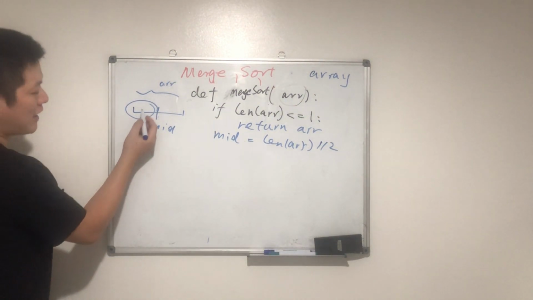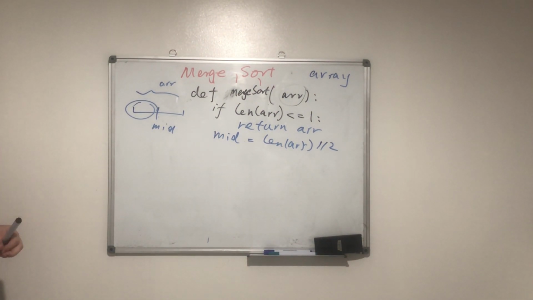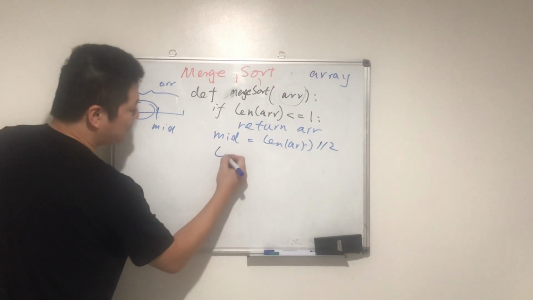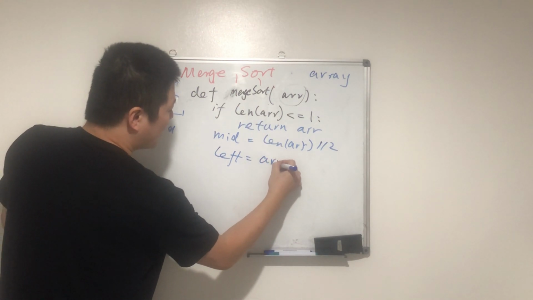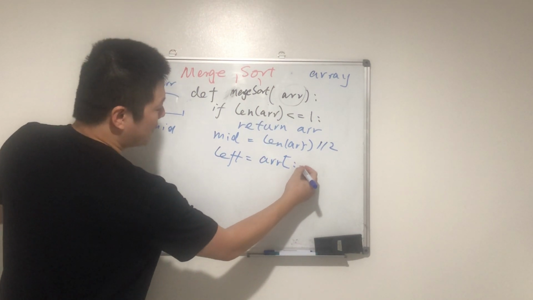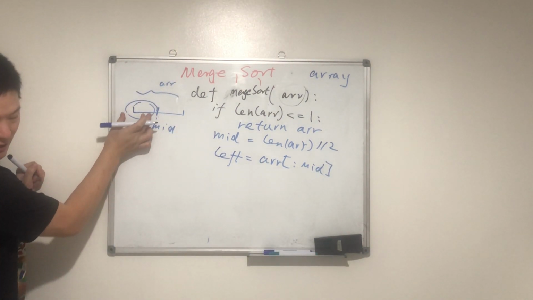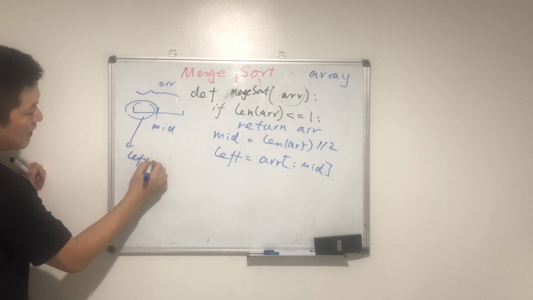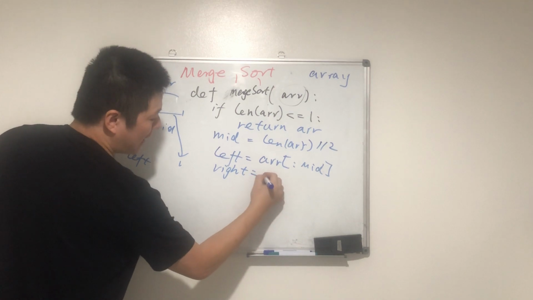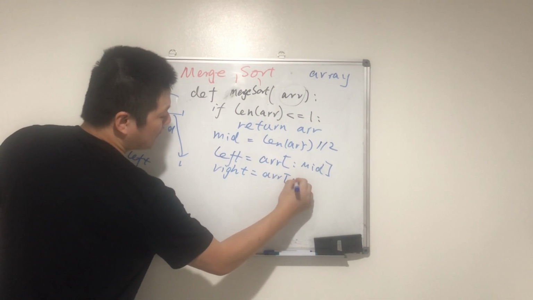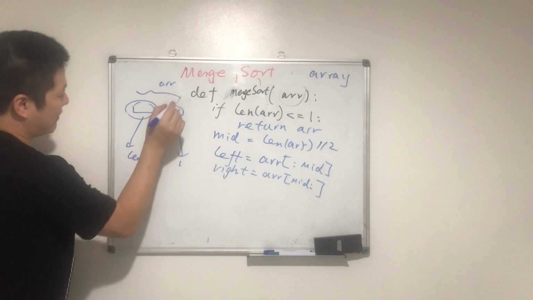The left part and the right part. Okay, what am I writing now? You already know. So left. Now the left part equals arr up to mid, right? This is left, and that's right. So right is what? arr[mid:], which means it starts from mid and takes this part.